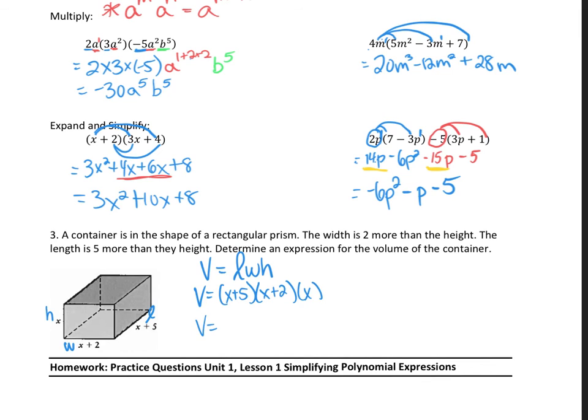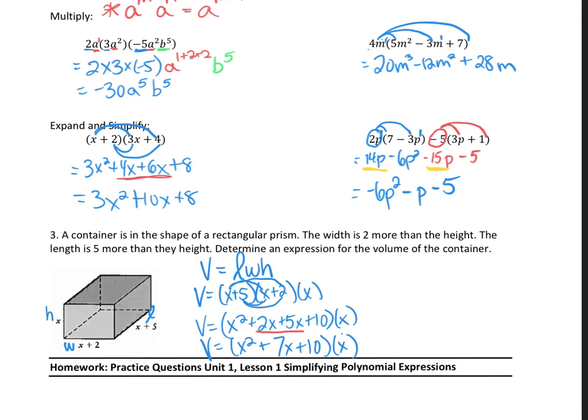So we'll start by foiling those binomials. So first, outer, inner, last. So x times x is x squared, 2 times x is 2x, 5 times x is 5x, and 5 times 2 is 10. And we still have that x outside we're going to have to deal with. But first we'll simplify any like terms we have, which are right in the middle. Of x squared plus 2x plus 5x is 7x, plus 10, and then times x.